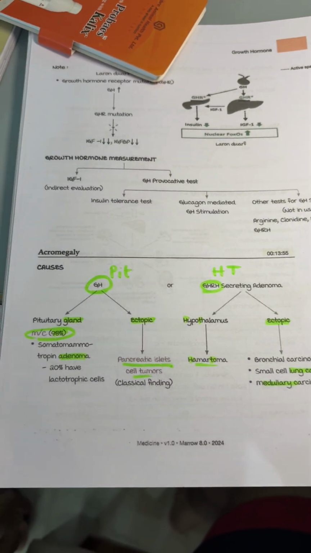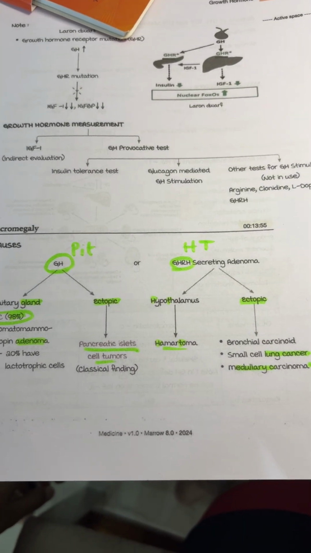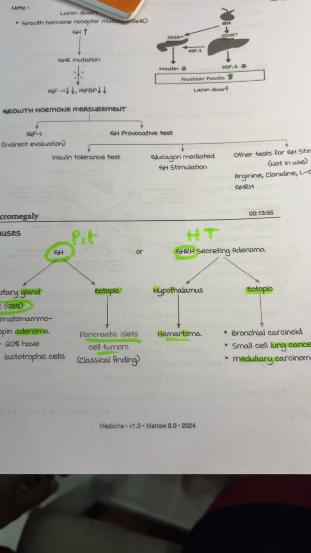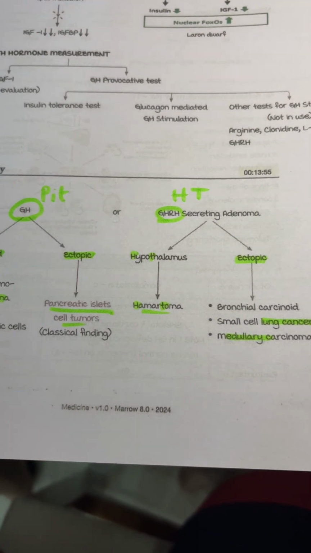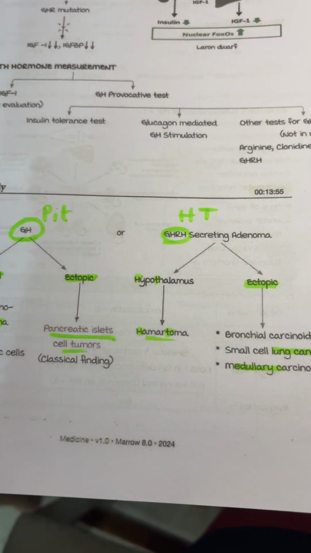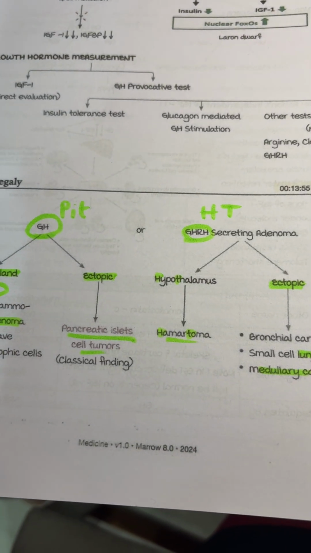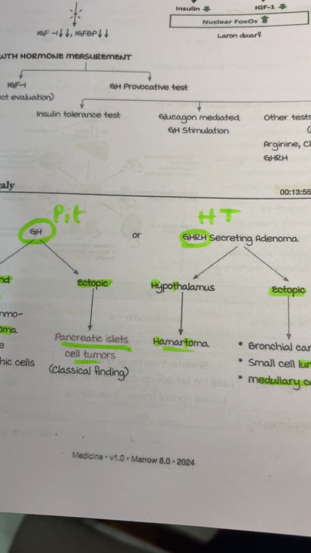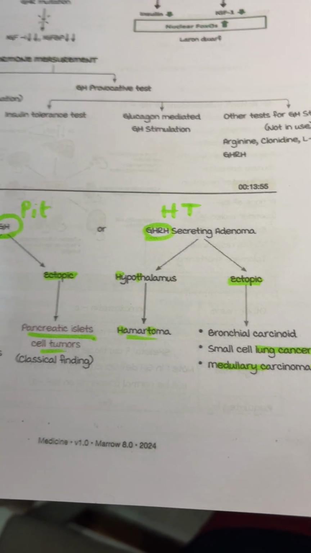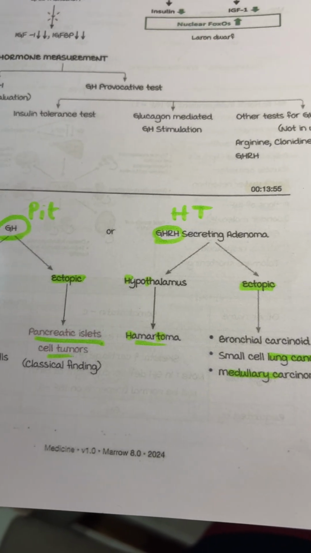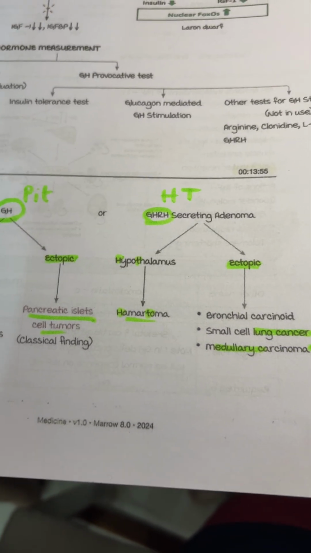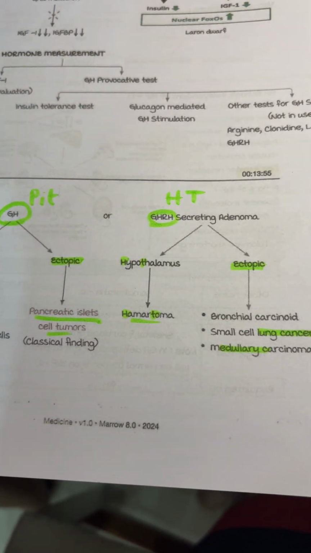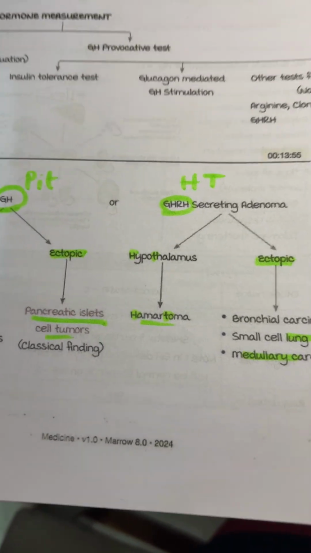Let's discuss acromegaly here. Acromegaly generally occurs due to excess of growth hormone. The basics you need to know about growth hormone are that it is also known as somatotrophic hormone, and it has an antagonist hormone called somatostatin. This somatostatin has the exact opposite effect compared to somatotropin, or the growth hormone.